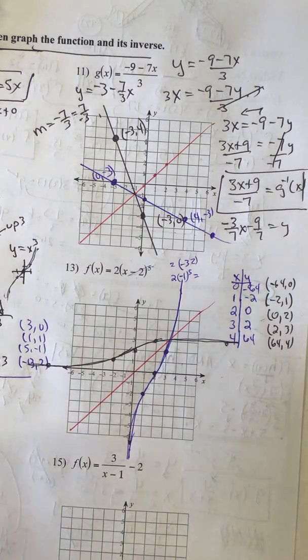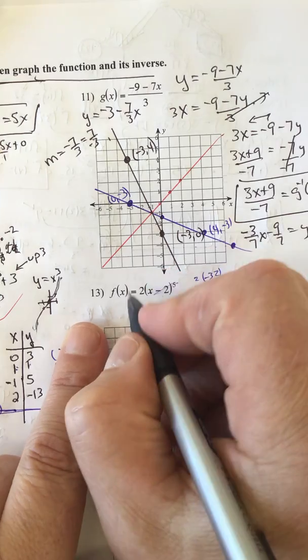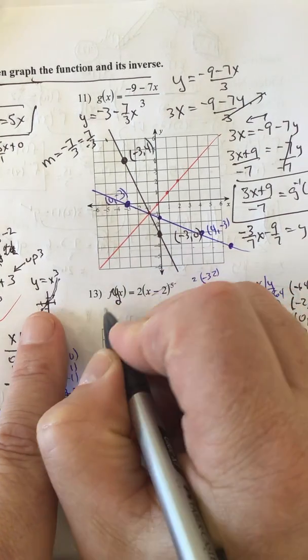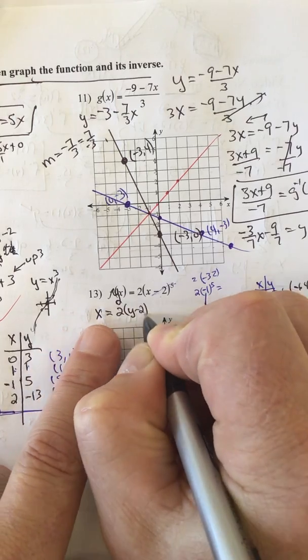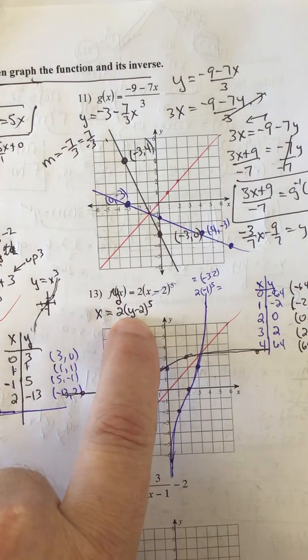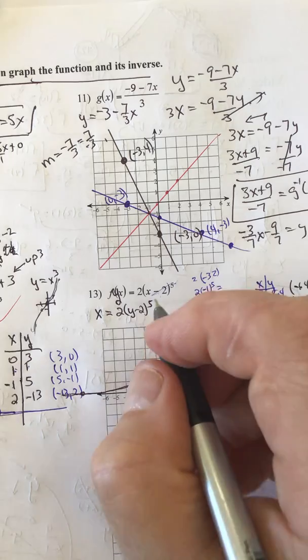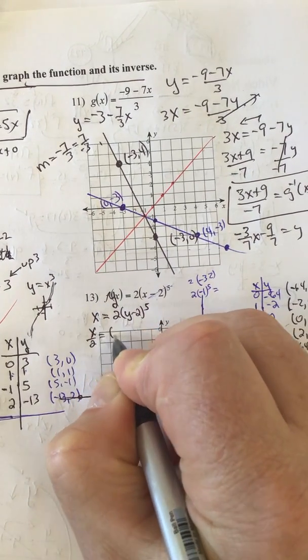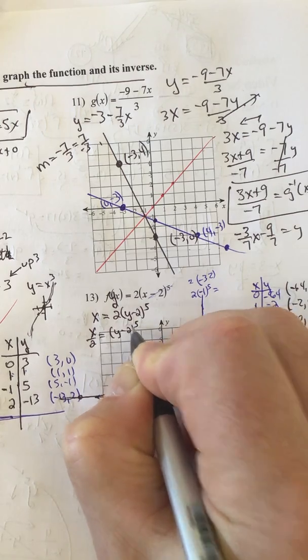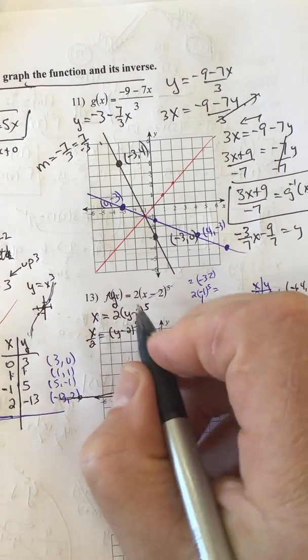Okay, I never did figure out the inverse yet. We better do that. So this is the letter y, so that's going to become the letter x, equals 2 times (y minus 2) all to the 5th. Now I got to solve it for y. Okay, I'll divide off the 2. Now I got to get the 5th power to cancel out.